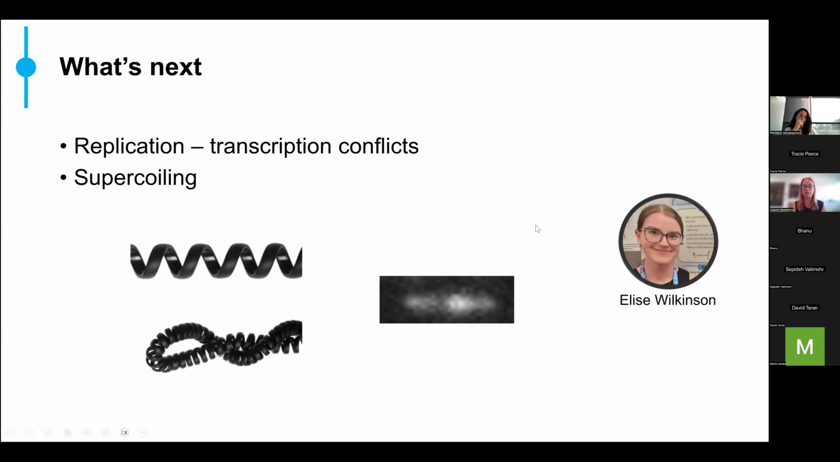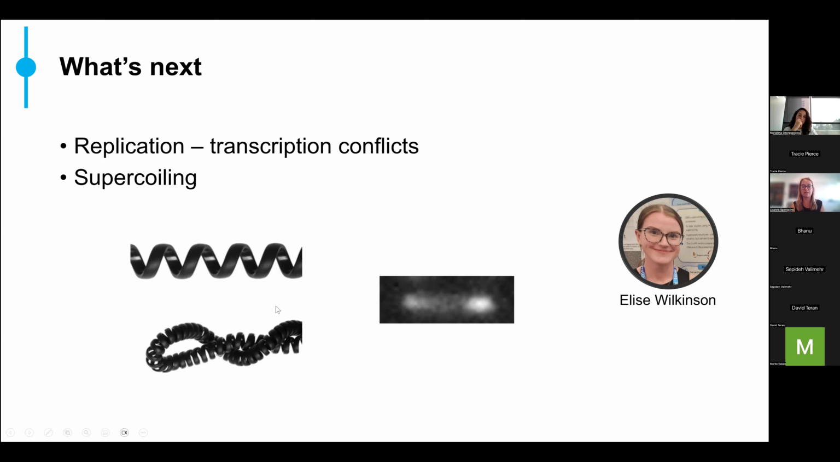This is work by Elise Wilkinson. All our work thus far, and almost everyone's work looking at in vitro reconstituted systems, even in bulk ensemble classical biochemical assays, is done on relaxed DNA templates where there are no constraints, which is not very physiologically relevant. Inside a cell, DNA looks more like this. We know that it forms all these secondary structures and loops around itself, almost like a phone cord right here.